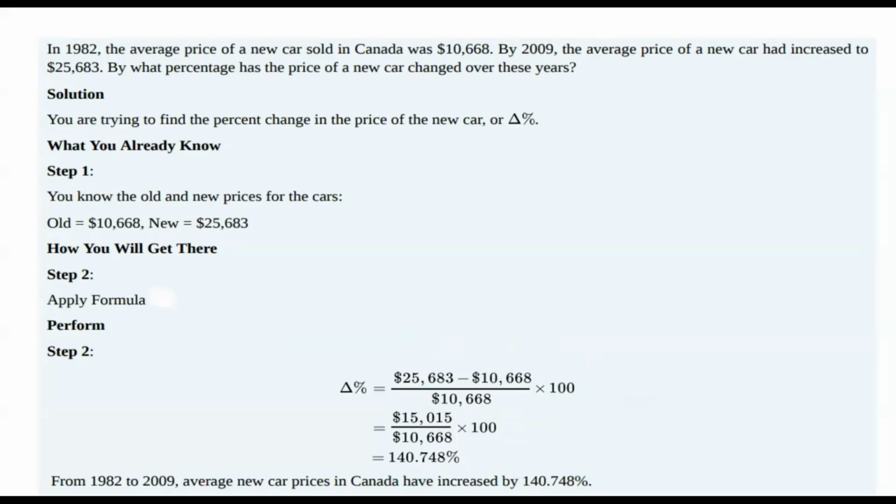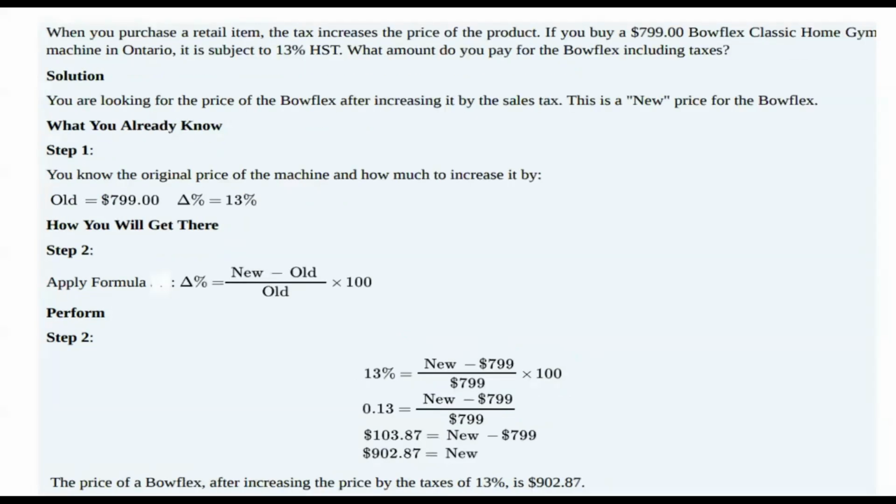Good. Let's go to another problem. You have a situation here: you purchase an item and there's always a sales tax on some items, which we call VAT here. In this case, the person buys a little machine to use in the gym, to exercise, and it's subject to a 13% sales tax. You want to know how much this person will end up paying for the Bowflex.